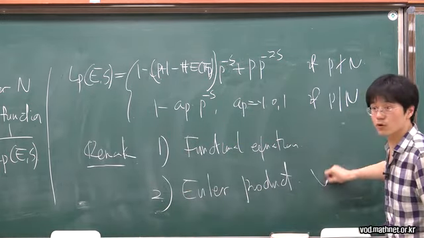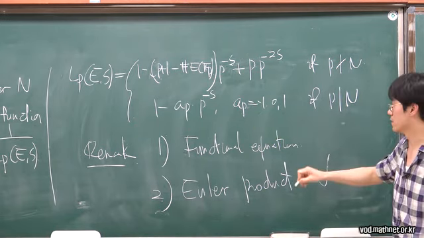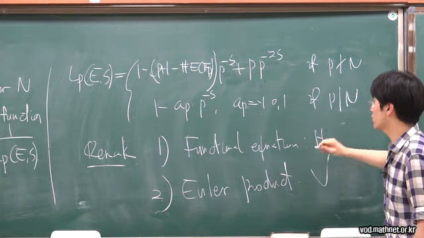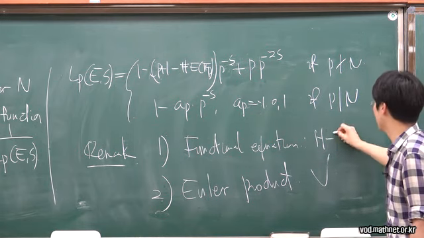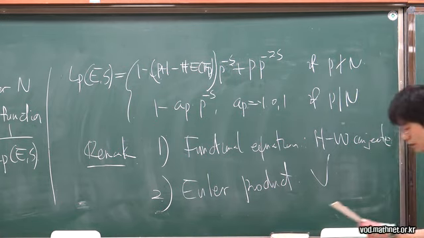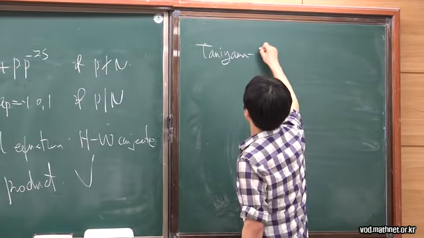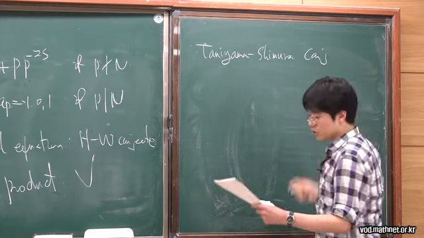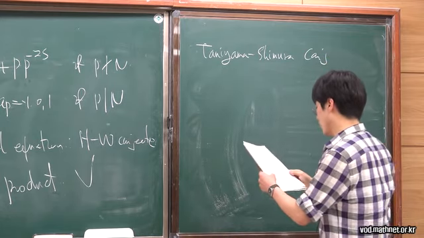So the Euler product part is okay, right? By the construction of this. And this is not clear. Actually, this is a conjecture by Hasse and Weil. This is called the Hasse-Weil conjecture. And then later, the Taniyama-Shimura conjecture is the following.